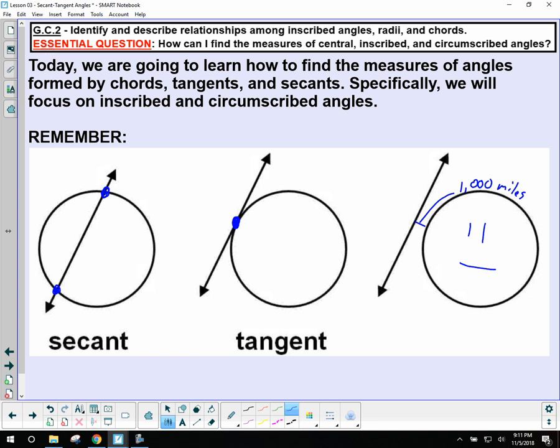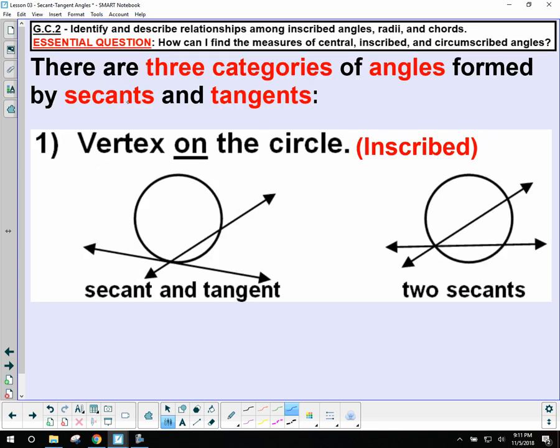So, if there's anything to jot down, might be this. There are 3 categories of angles formed with secants and tangents. Vertex on the circle. We've seen this before. Notice where these lines are intersecting: a secant and a tangent line, or 2 secants. Inscribed. This one, remember, is times 2 or half.